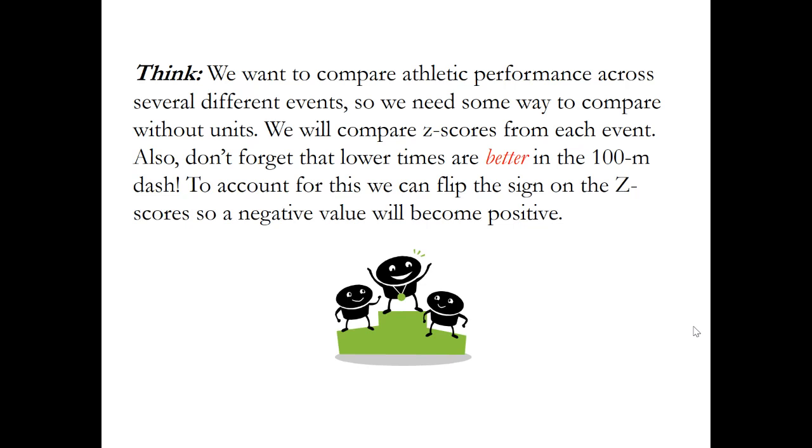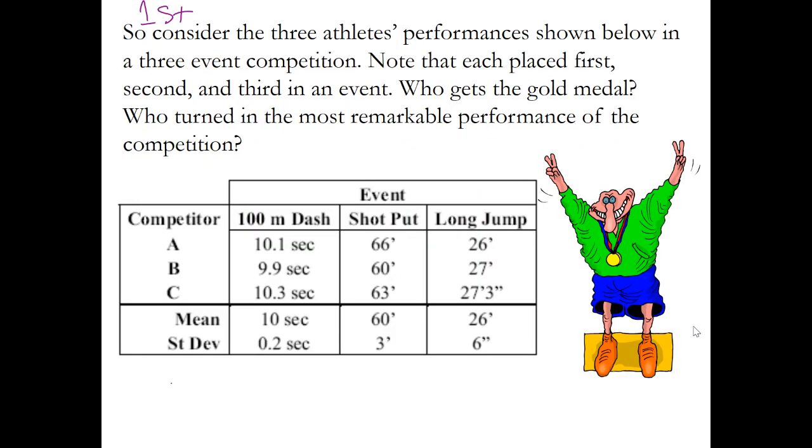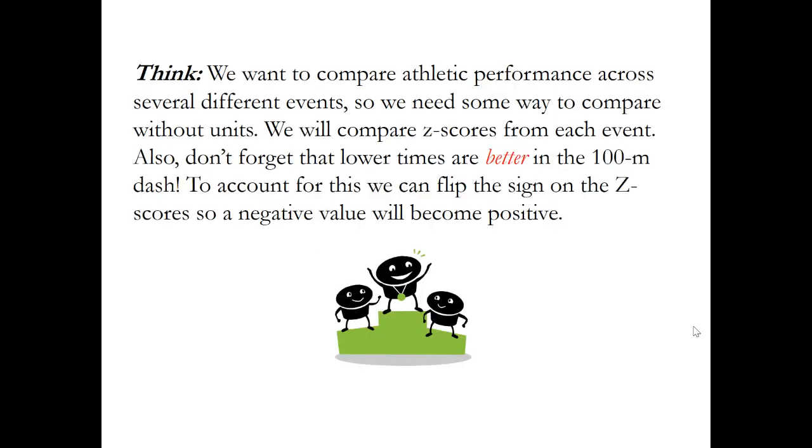Well, first we want to do any kind of question like this, FRQs, anything. We want to think about what we're going to do first. And like I said, to compare these athletes across different events, I need a way to compare them without the units. And specifically, I have seconds for the dash. I don't have seconds for the shot put. I need a way to get rid of those units. So I'm comparing apples to apples. So I'm comparing like performance to like performance. And the z-score does that.